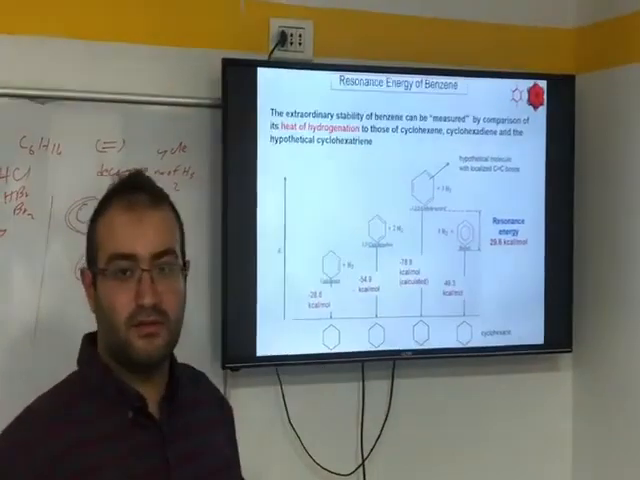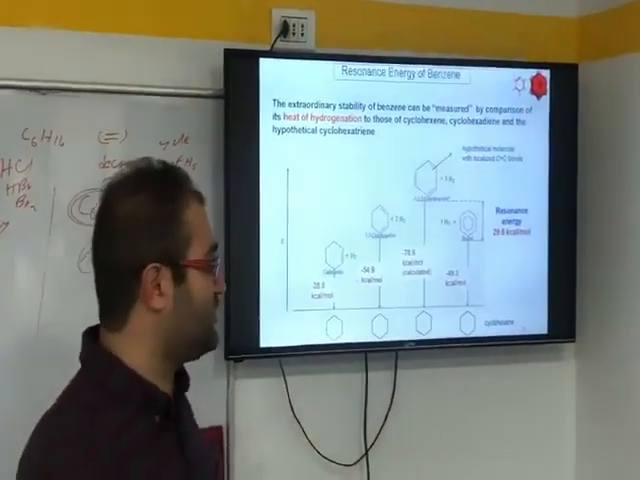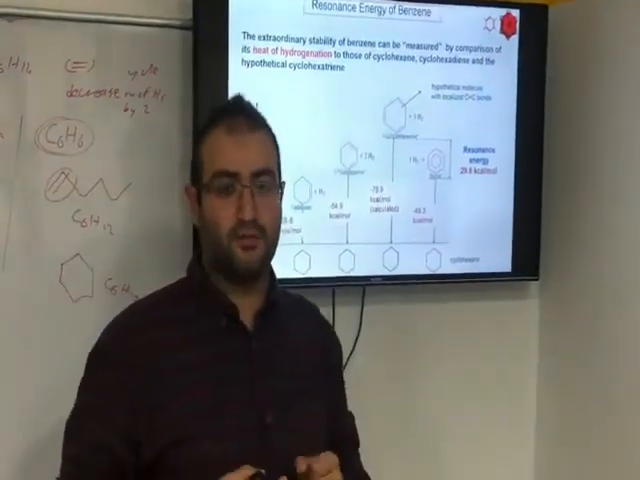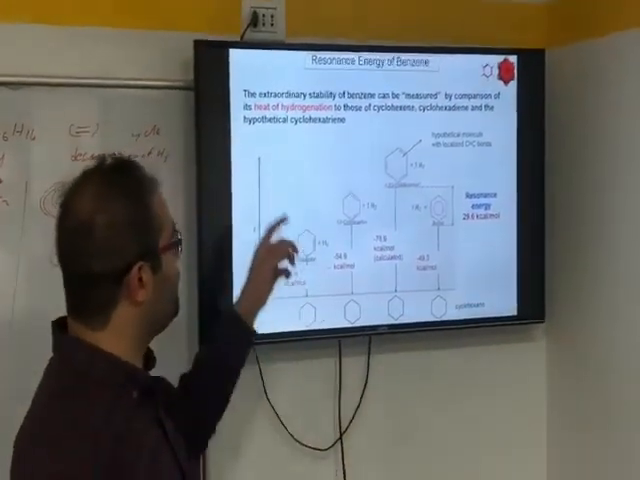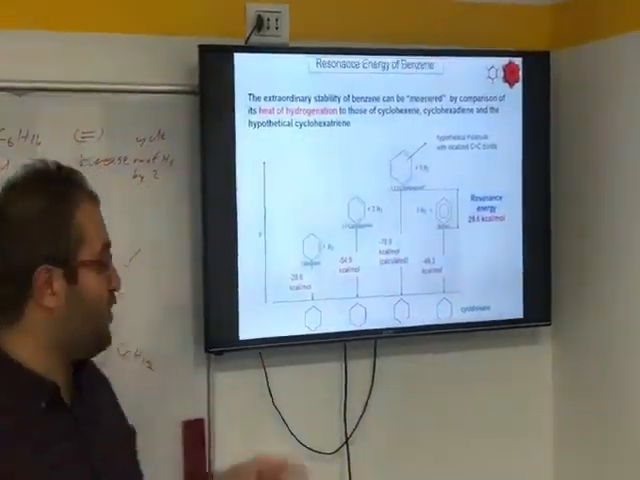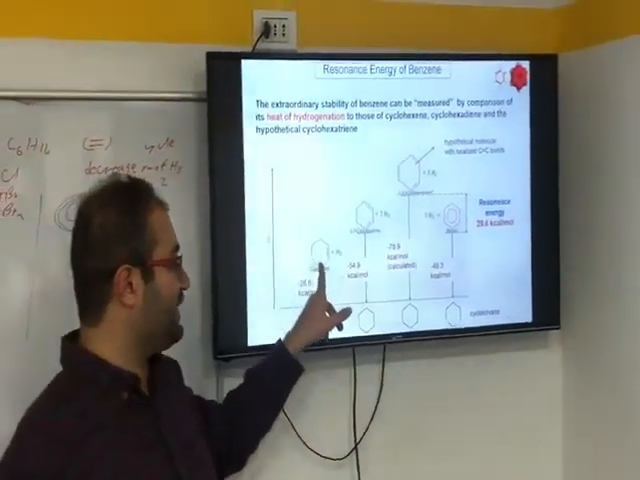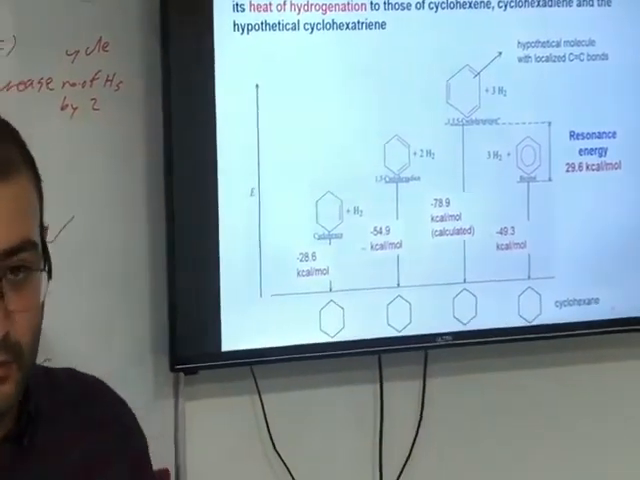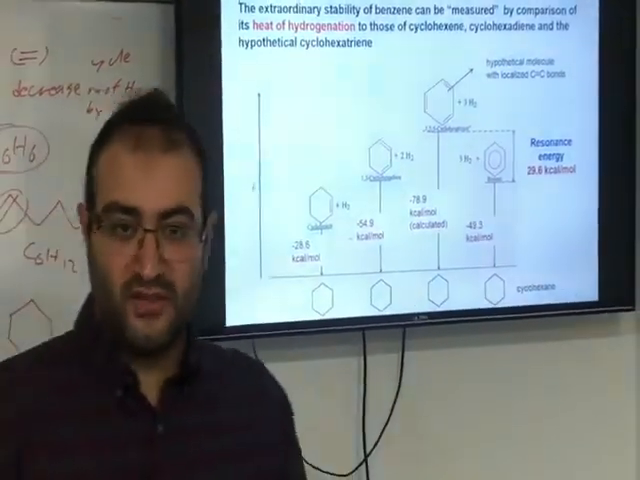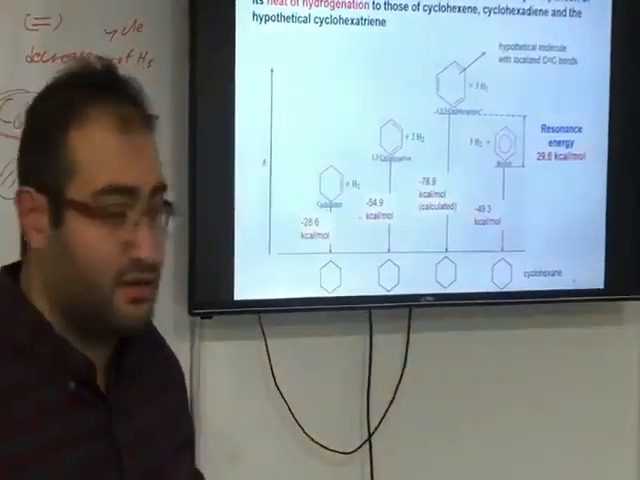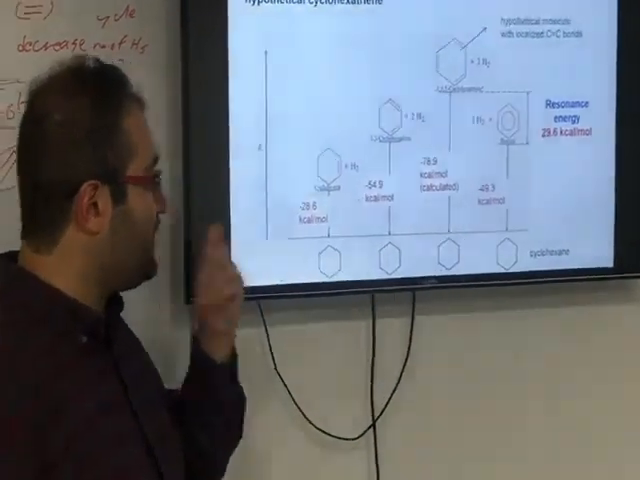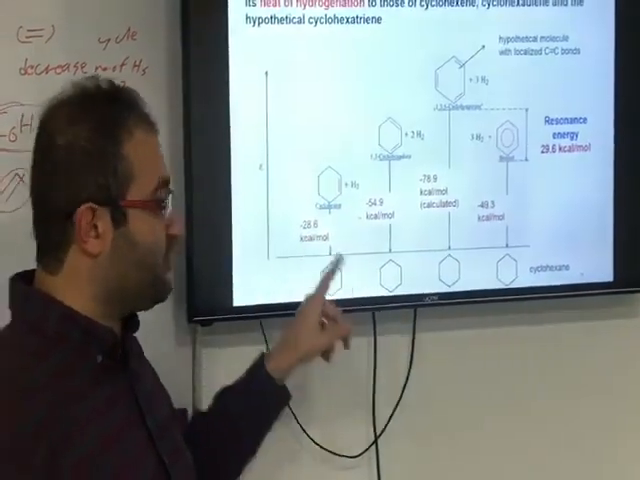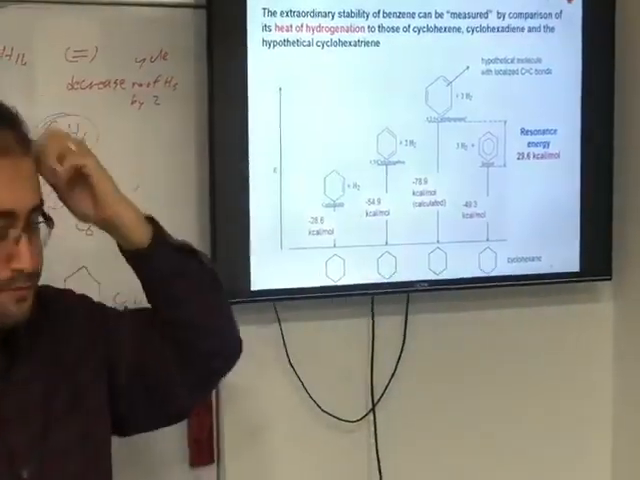The second argument: some scientists suggested, why can't you say that benzene is simply a cyclohexatriene? For this one, they did an experiment which is called measuring the heat of hydrogenation. When you have an alkene and you make an addition reaction, you add hydrogen. This reaction is exothermic and it produces heat, and you can measure this heat by an experimental technique. So when they measured the heat of hydrogenation for cyclohexene, it was 28.6 kilocalories per mole.